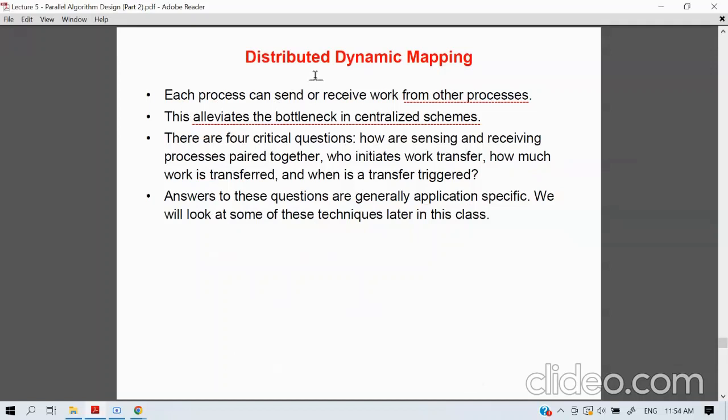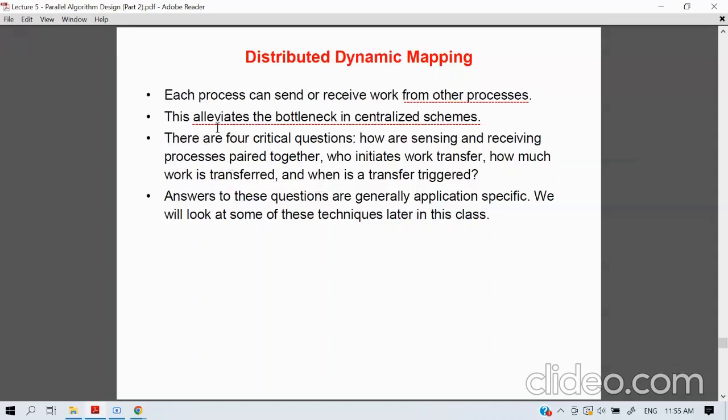Distributed. So how is the distributed dynamic mapping implemented? Each process can send or receive work from other processes. There is no master or slave anymore. Each process can send or receive from other processes. All can interact and communicate together. So it actually removes the bottleneck in the centralized scheme because there is no controller controlling the workload. All the processes can control by themselves. They can communicate with each other.